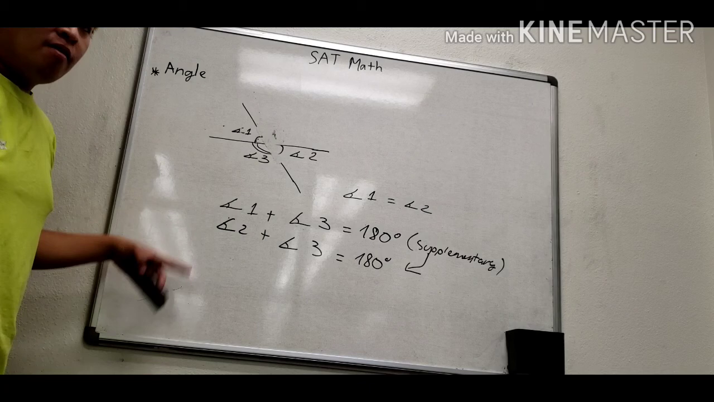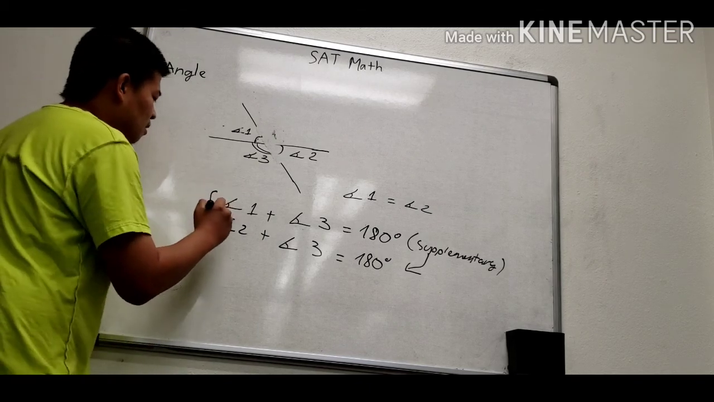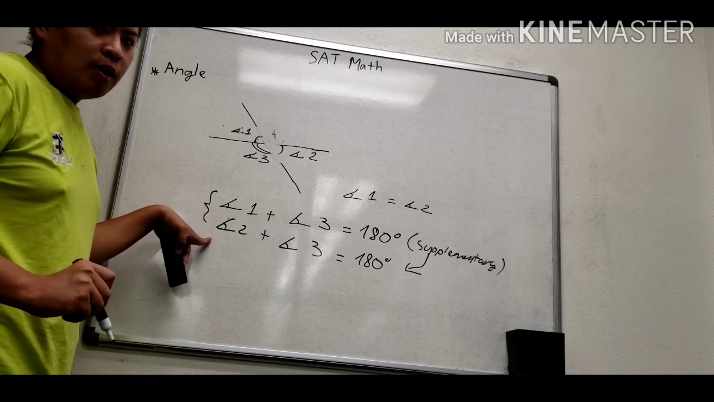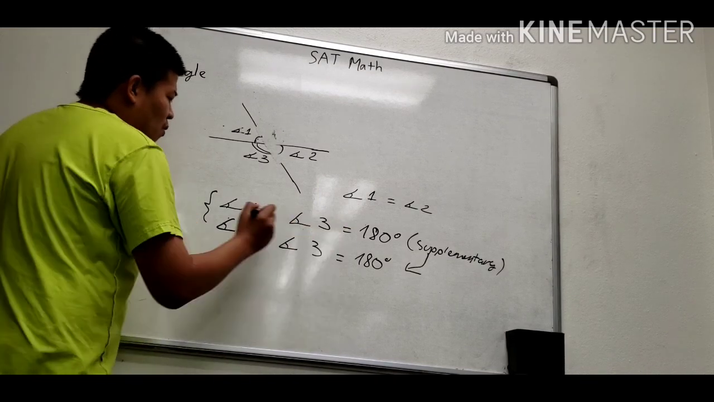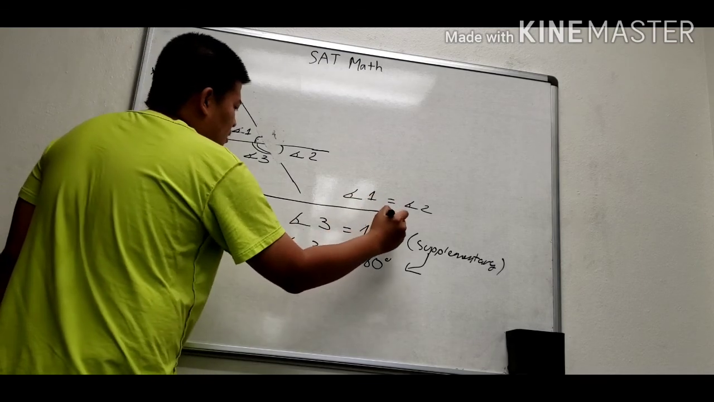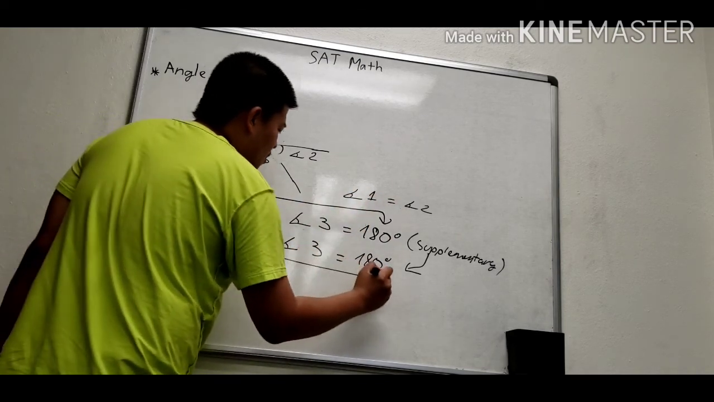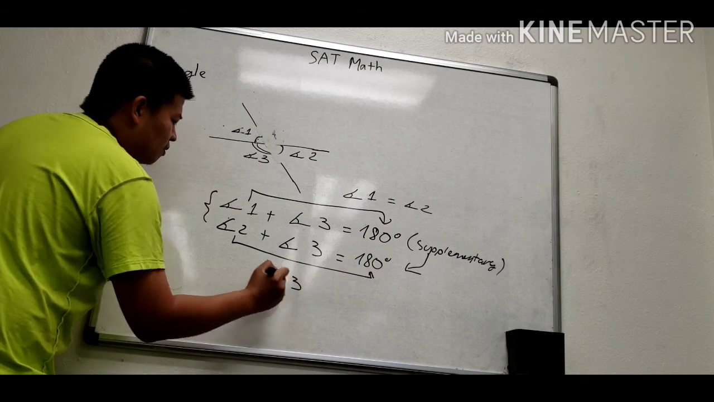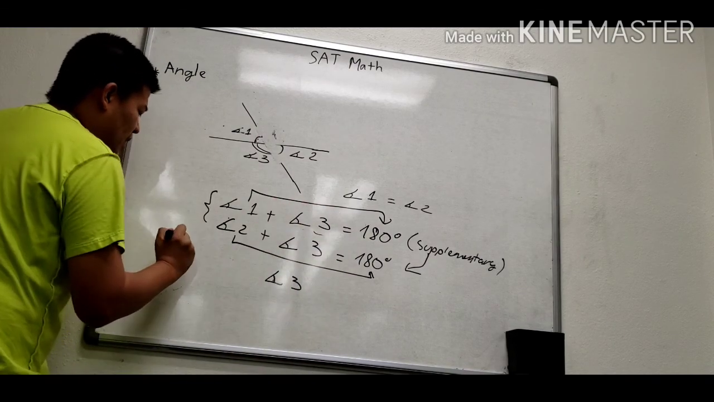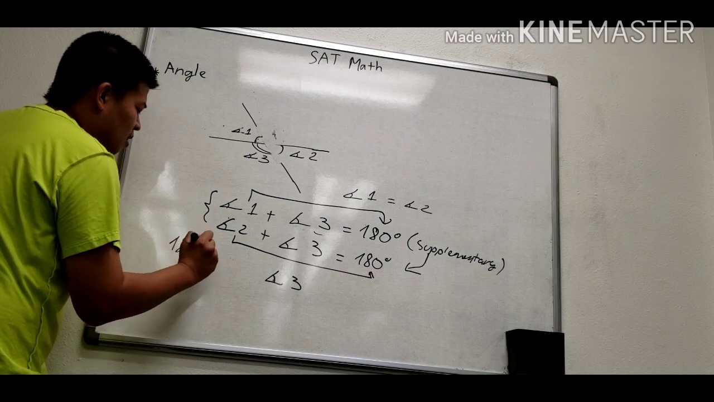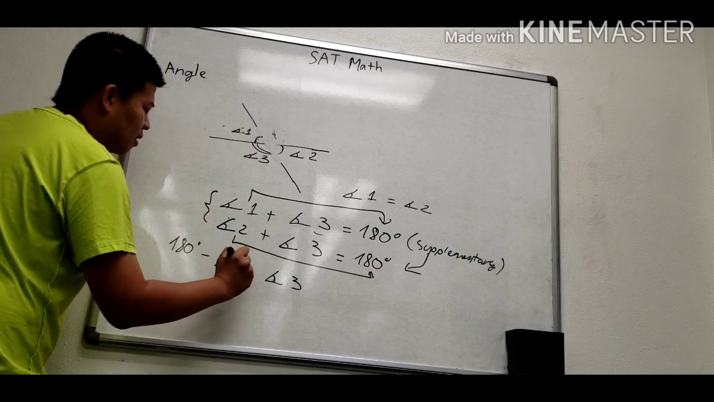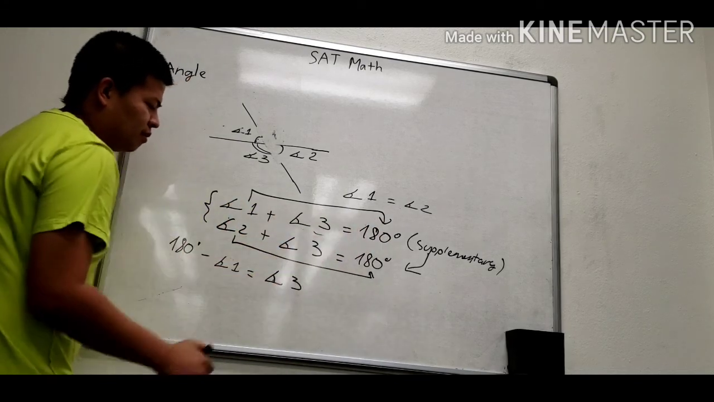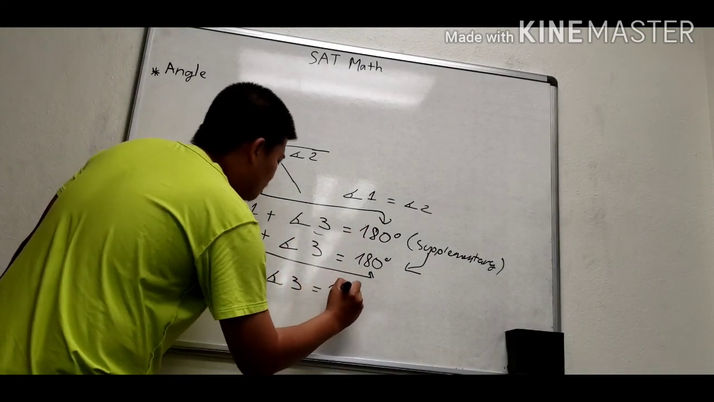So now we have the equation. To check angle number 1 and angle number 3, you move angle number 1 to the right, so we get angle number 3 in the center. We have 180 degrees minus angle 1 equals angle 3, because we move angle 1 to the right. And similarly for this one.